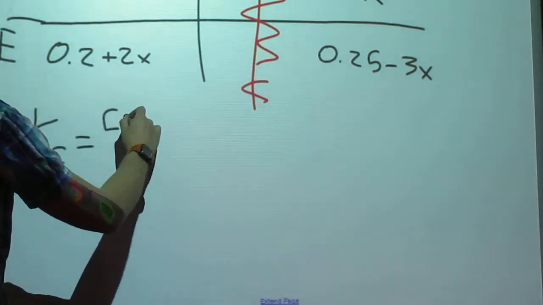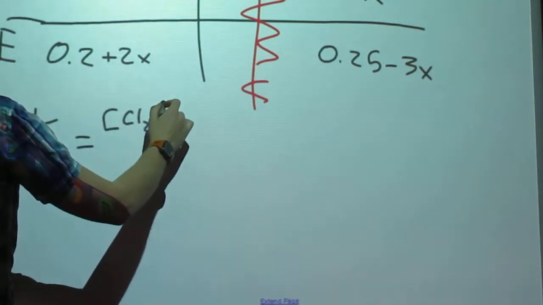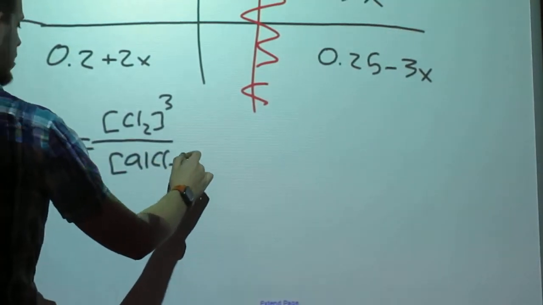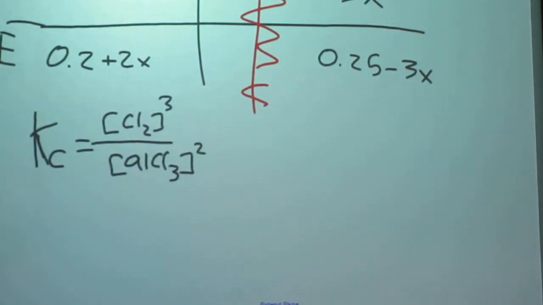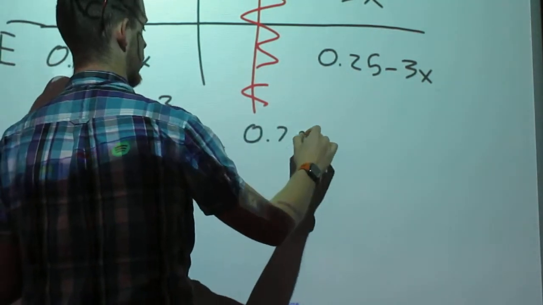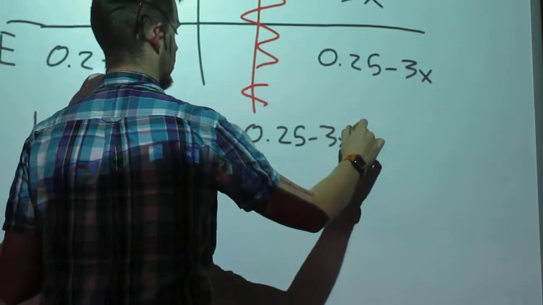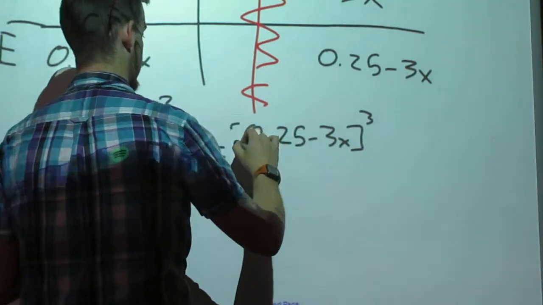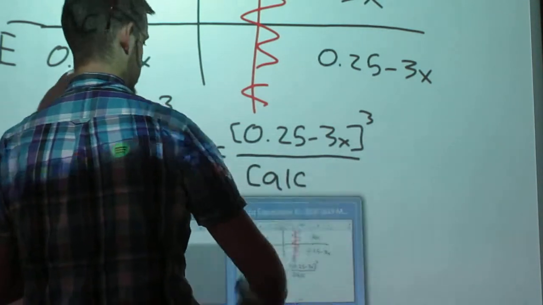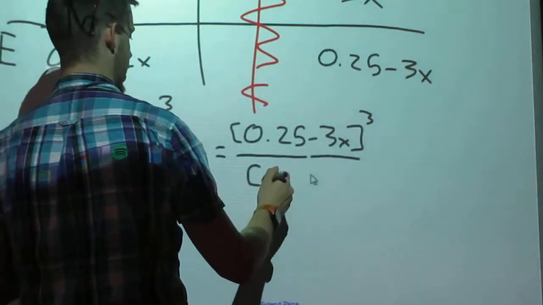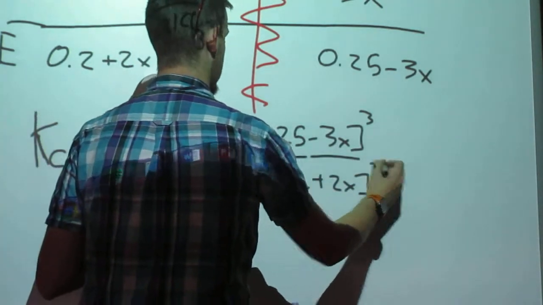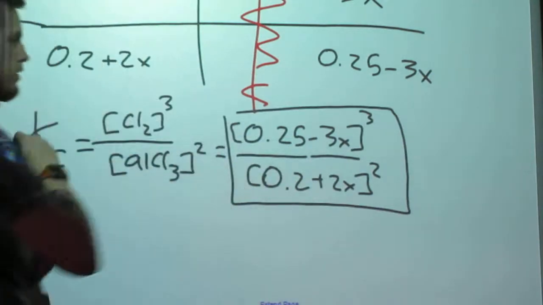Okay, for this one, you guys know it's going to be Cl2, and that's going to be a 3. And then AlCl3 is going to be squared. And then you would just plug it in. So the answer for this one is 0.25 minus 3x cubed. That cube stays. And then the 0.2 plus 2x squared stays.